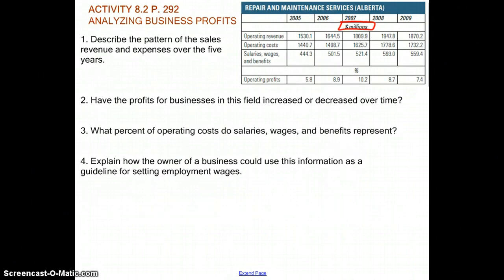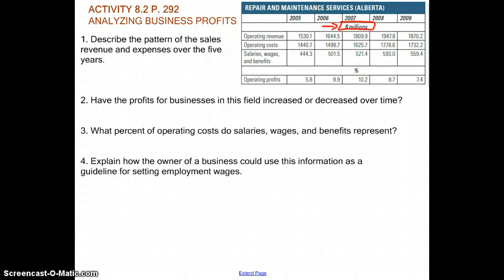So we're going to start by describing the general pattern of the trends here for activity 8.2, which is analyzing business profit. Note that this is in millions, all of these numbers. So from 2005 to 2009, what is the general trend of the revenue? Does it go up or down?